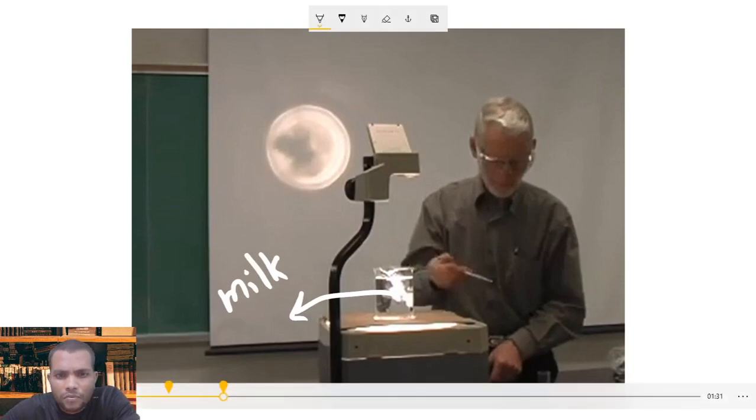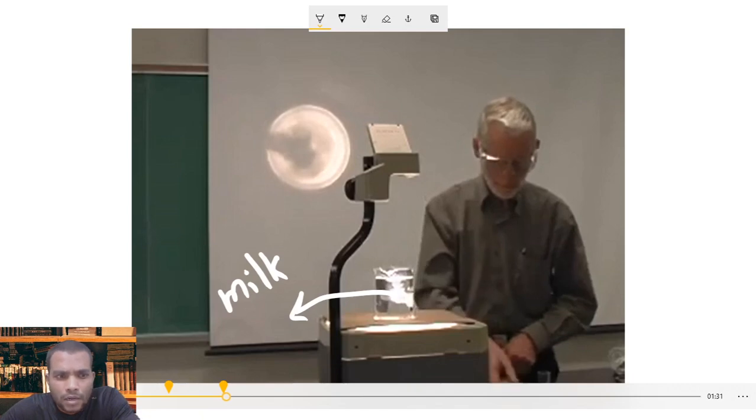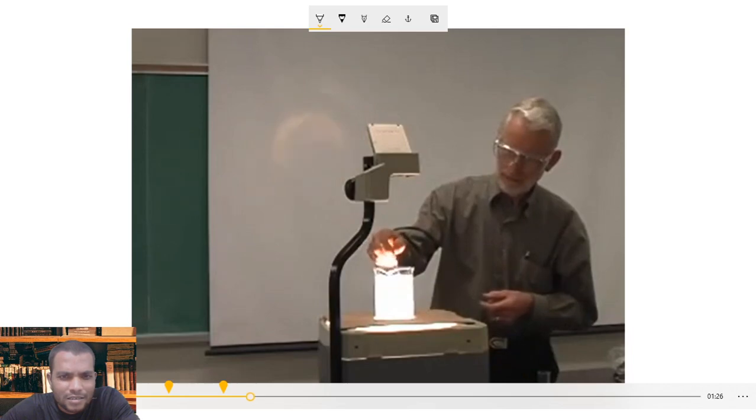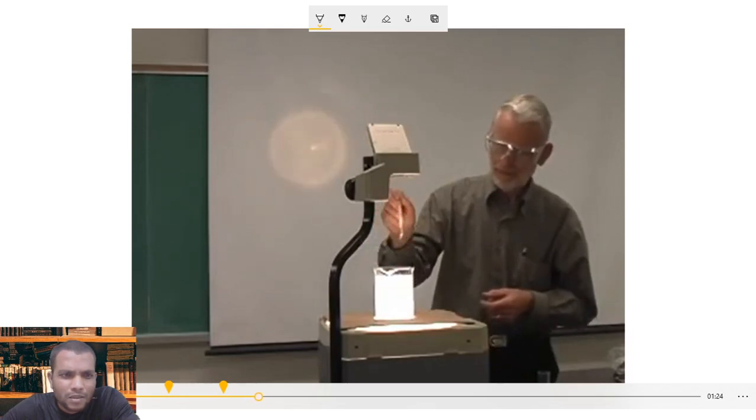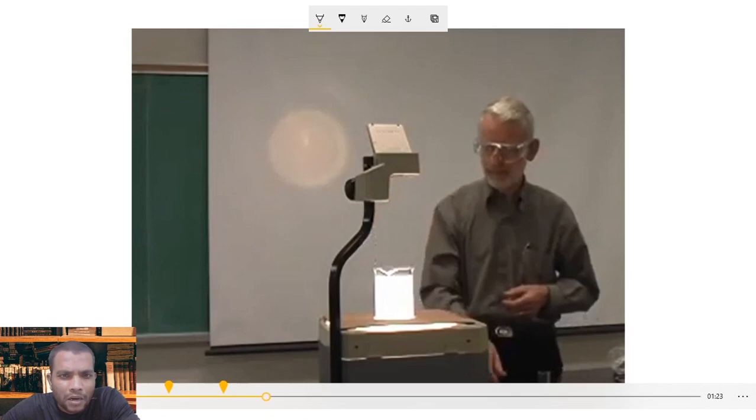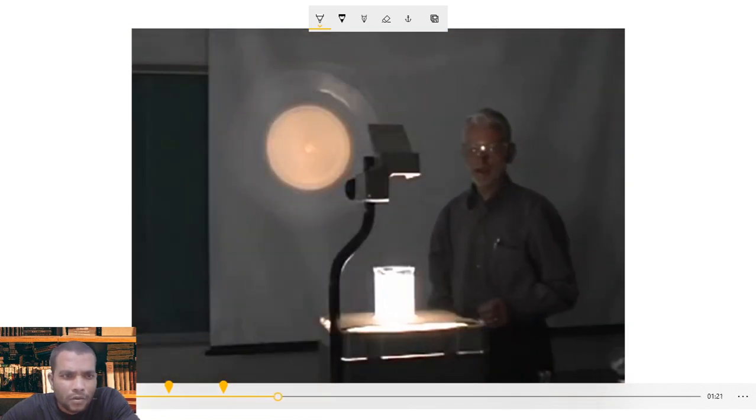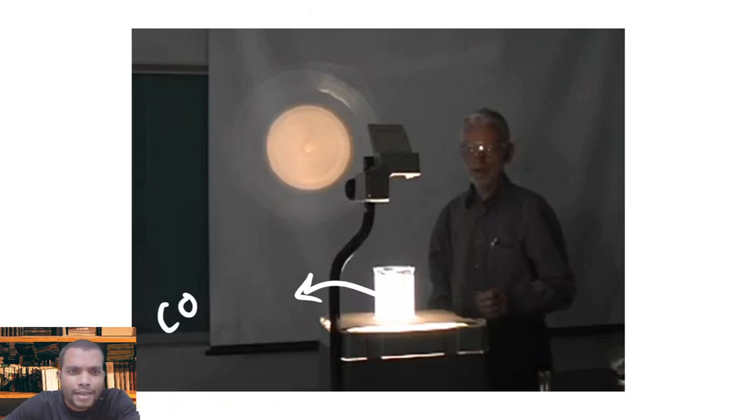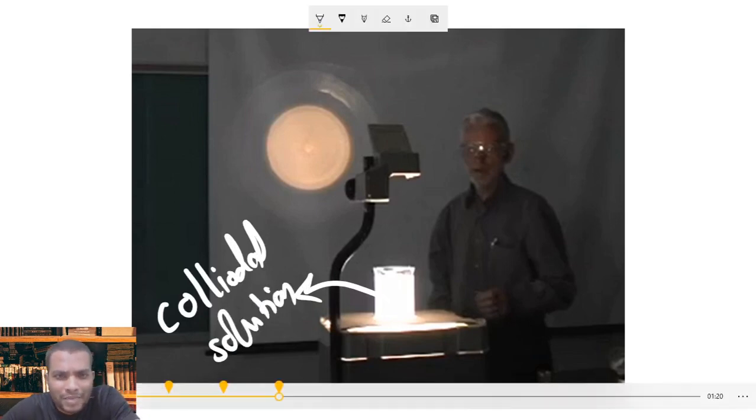Now if we add milk in the water, the water solution changes because of the fat and protein particles in the milk. Now the water became a kind of solution. This solution we call a colloidal solution. I hope you know the meaning of colloidal solution. The size of the particles is a little bigger.